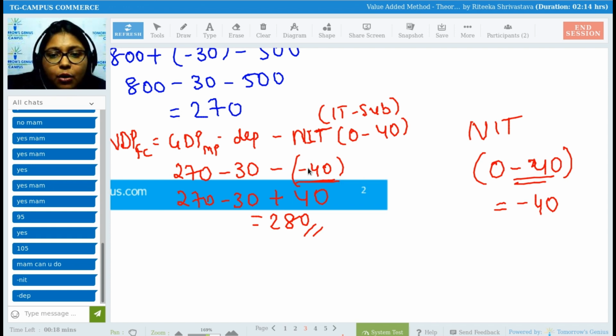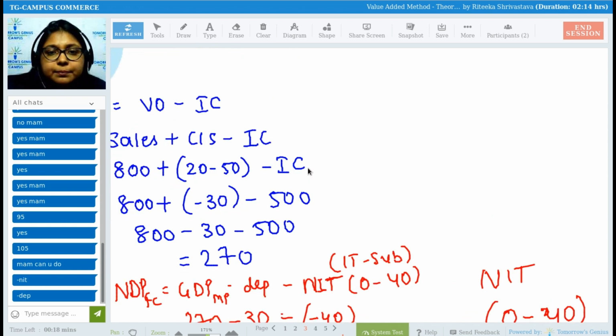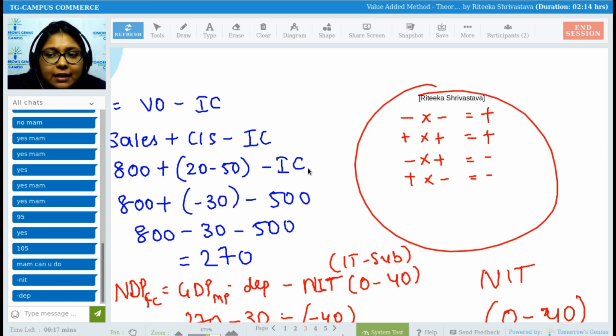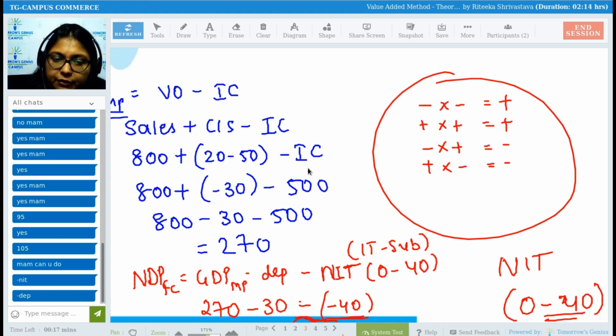And then after solving all of these things, we get this bracket. We know minus minus is plus, so here it becomes plus. We know this multiplication: minus into minus is plus, plus into plus is plus, minus into plus is minus, and plus into minus is minus. This is the maths which we have solved earlier in our childhood. That is what we have done here also.